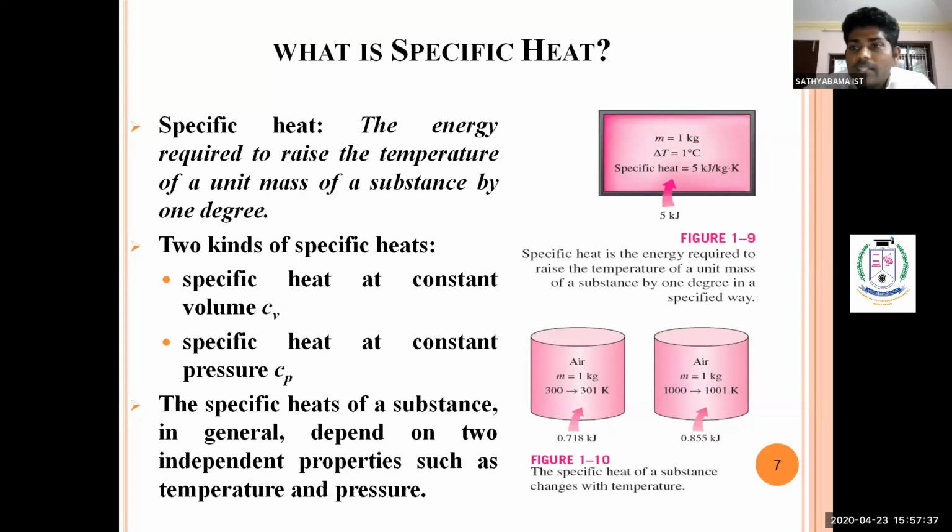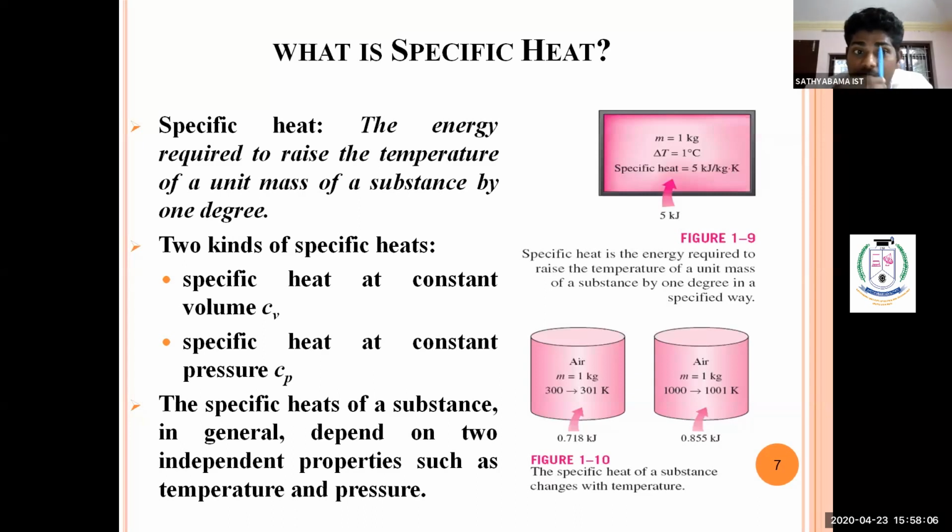Consider this as an object. This object is at a temperature of 22 degrees Celsius. I need to increase it to 23 degrees Celsius, that is, 1 degree. If I want to increase the temperature by 1 degree, how much heat energy is required? That is known as specific heat.